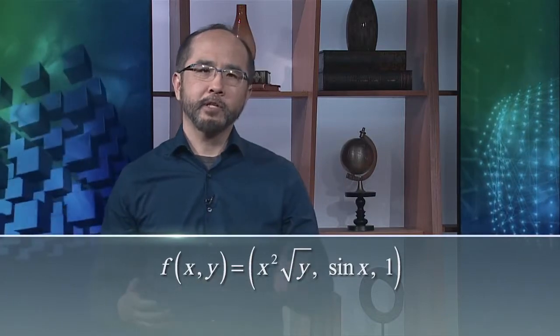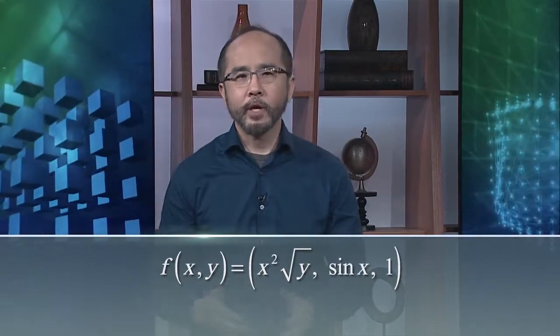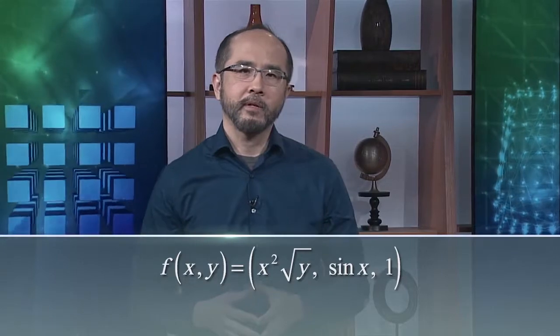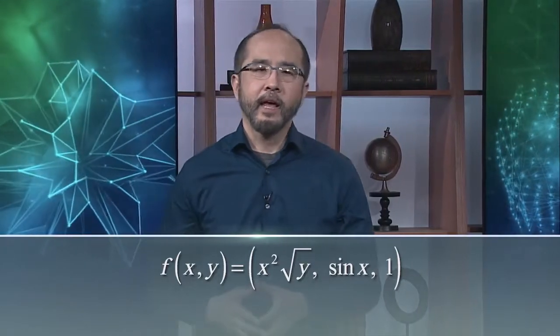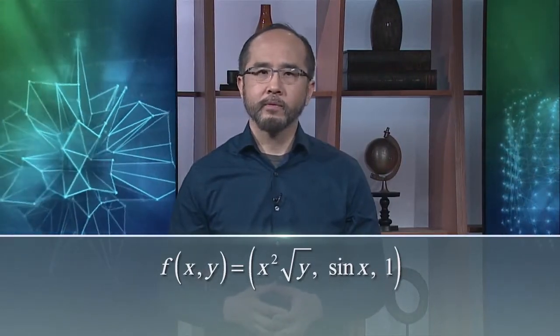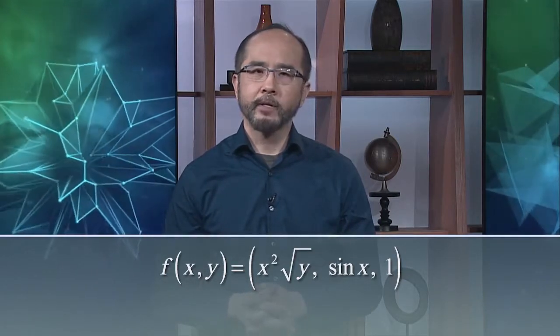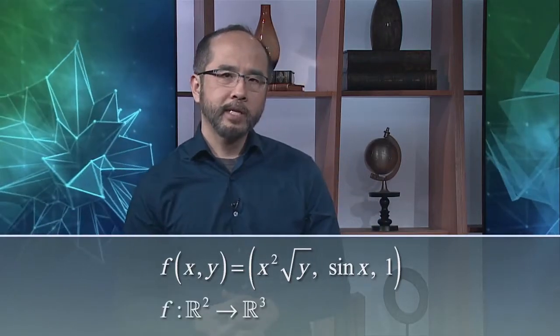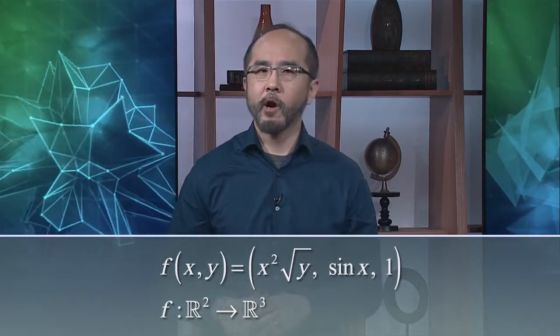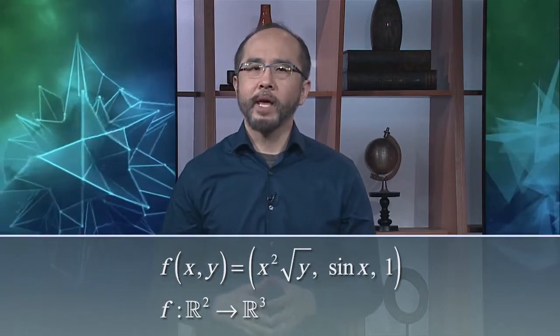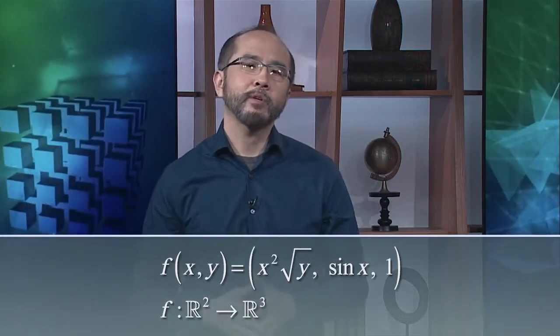Here's an example of a multivariable function. Suppose you had, for each position (x, y) on a sheet of paper, 3 quantities of interest. That could be a function like f(x, y) equals the vector (x squared times the square root of y, sine of x, 1). This function takes a two-dimensional vector to a three-dimensional vector. So f is a function from R^2 to R^3. And you see that each component may depend on some or none of the input variables.